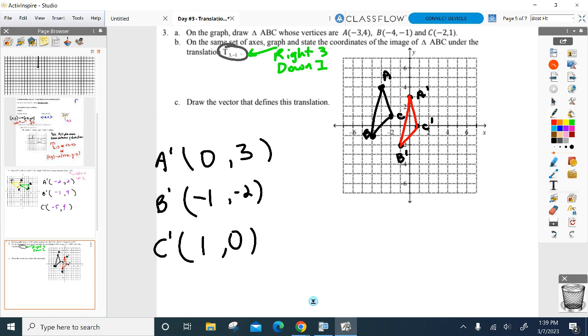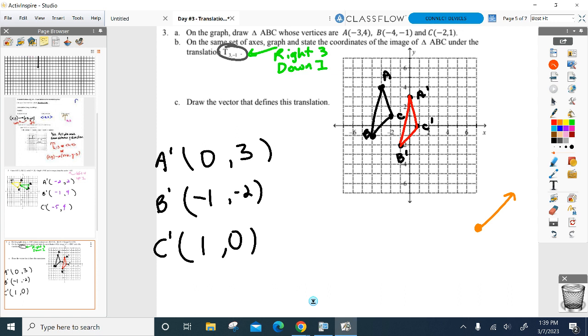Part C now. Ready here, honors kids? Draw the vector that defines this translation, right 3 down 1. All right, well, first, let me introduce you to what a vector looks like. You remember probably Unit 1, a ray, what a ray looks like? That's what a vector looks like. But you can't just draw any ray you want. It's got to follow right 3 down 1.